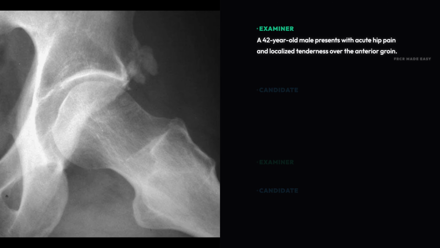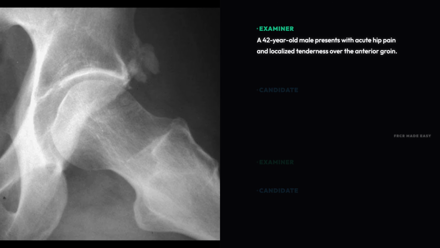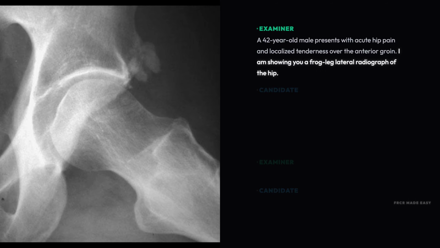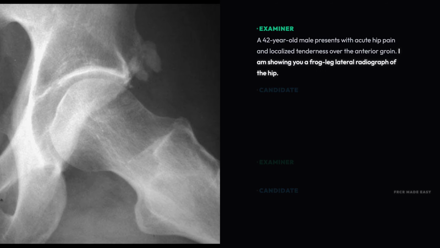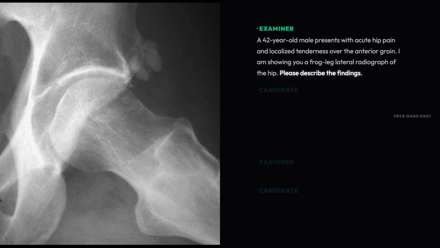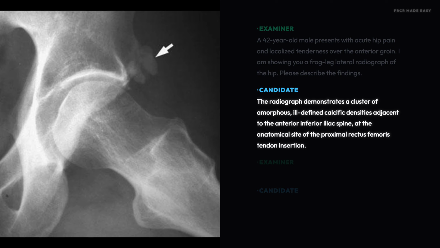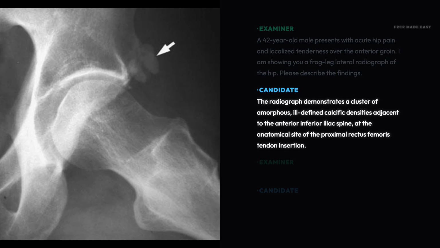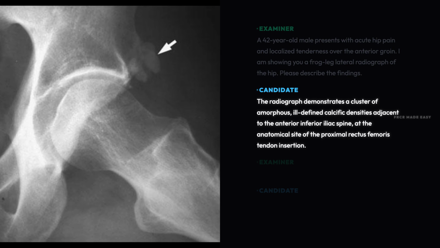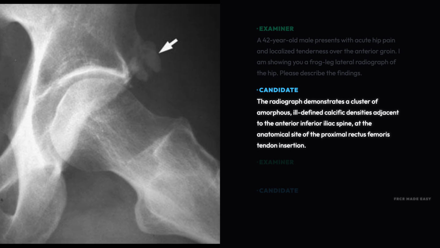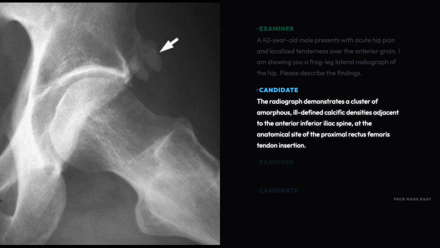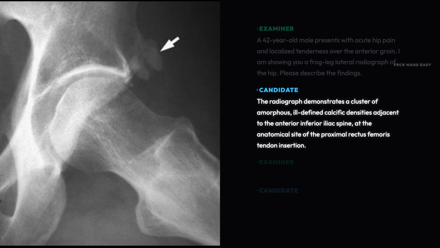A 42-year-old male presents with acute hip pain and localized tenderness over the anterior groin. I am showing you a frog leg lateral radiograph of the hip. Please describe the findings. The radiograph demonstrates a cluster of amorphous, ill-defined calcific densities adjacent to the anterior inferior iliac spine, at the anatomical site of the proximal rectus femoris tendon insertion.